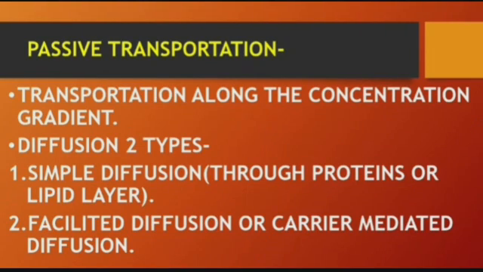So let's have a look at passive transport. What is passive transport? Let me tell you, passive transport is transportation along the concentration gradient, and it does not require any ATP or energy molecule, because transportation occurs along the concentration gradient, from high concentration to lower concentration. That's why it does not require any ATP molecule. Passive transport is also known as downhill transport, a downhill movement.